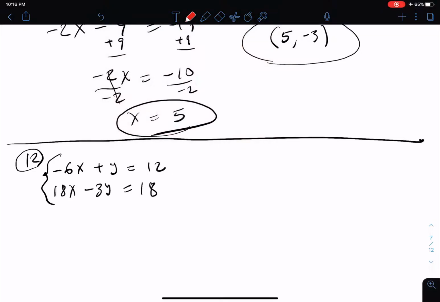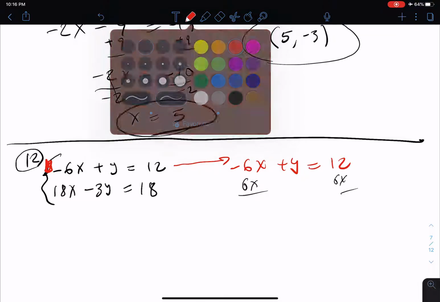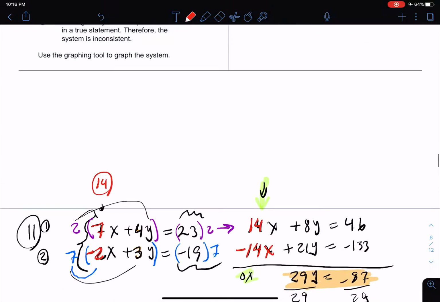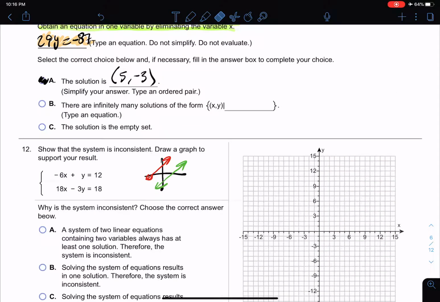So if I want to put this in slope-intercept form, let me go ahead and do this one in red. I'm just going to rewrite negative 6x plus y equals 12. Well, in order to put it in slope-intercept form, I've got to add 6x to both sides. And there we are, we're already there. So that was beautiful. So now we've got y equals 6x plus 12. So my first one in red is y equals 6x plus 12.